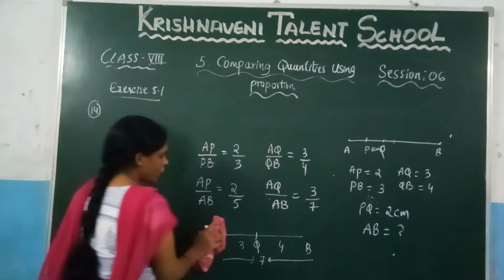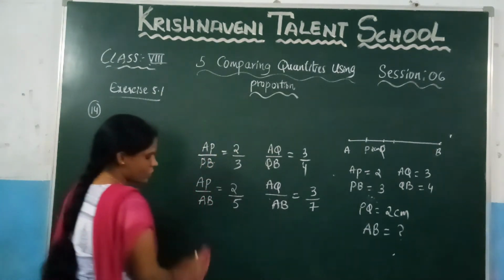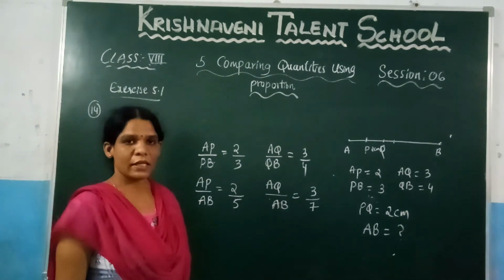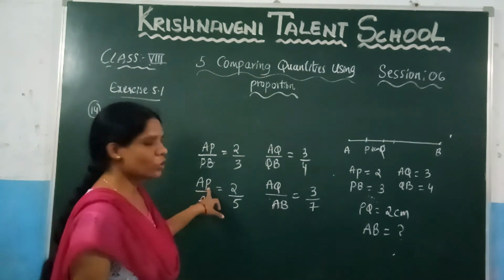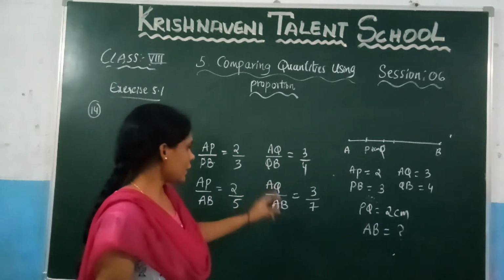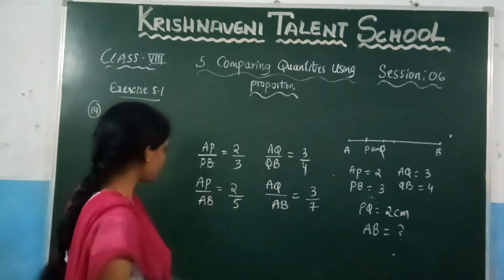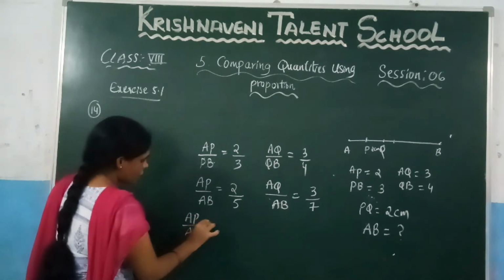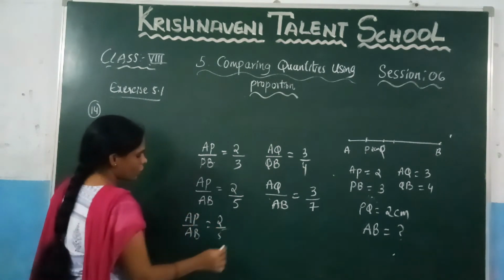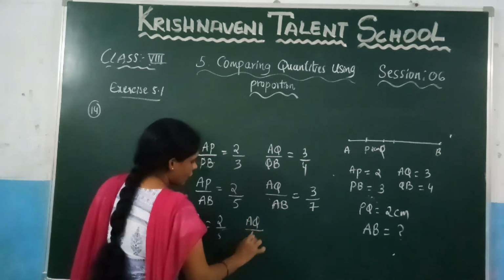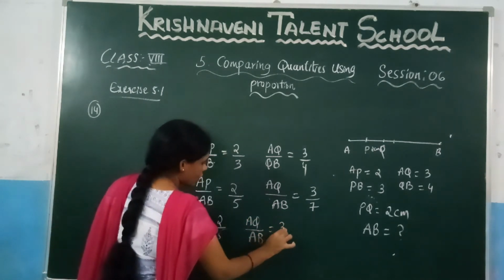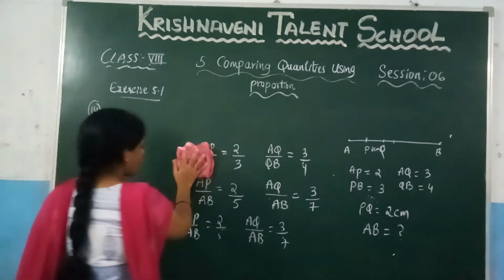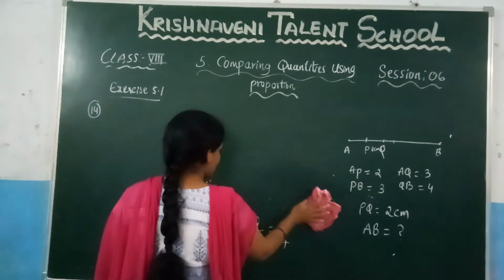Right? Now I got here the ratio of these two values. Since I need to calculate the length of AB, what we need to do? Now based on this you need to find the length of AB. Let us see how to find that one.